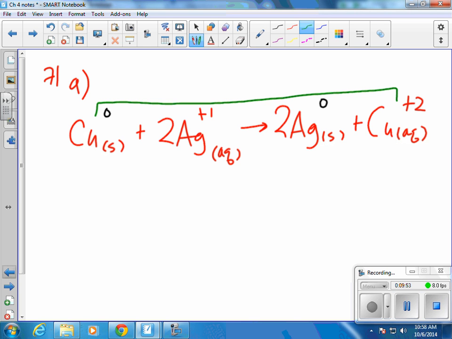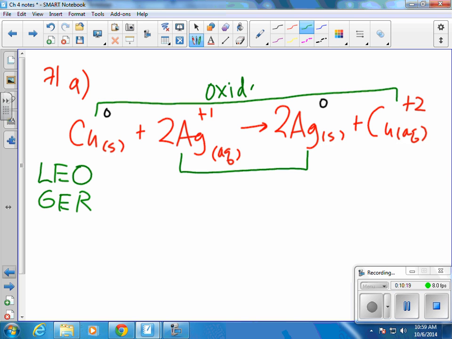Okay, I bracket that. Silver is going from +1 to 0. Okay, so think about what this means. If I have something going from 0 to +2, is that losing or gaining electrons? Losing. Okay, so here's LEO goes GER. Loss of electrons, oxidation. So copper, you just said, is losing. So this is my oxidation half.